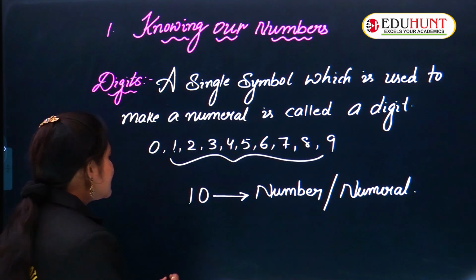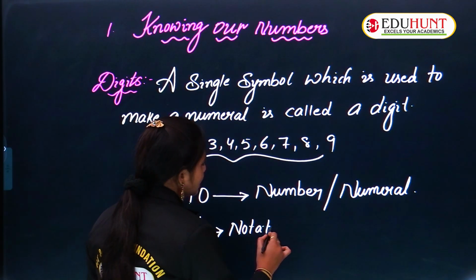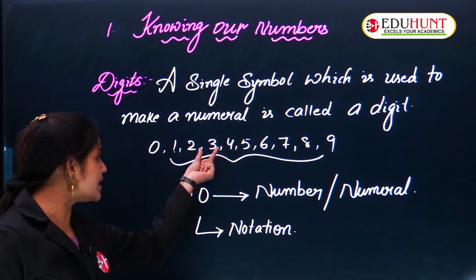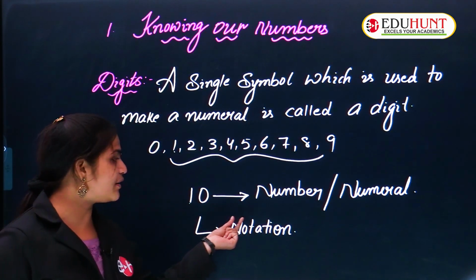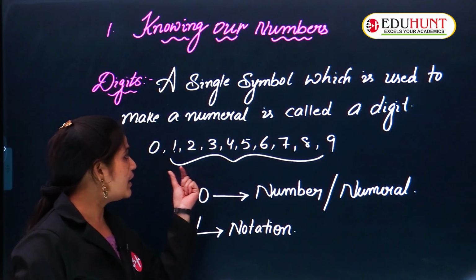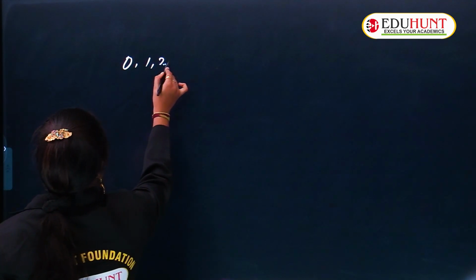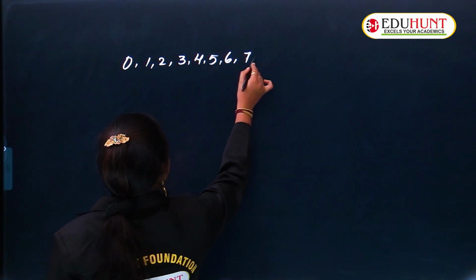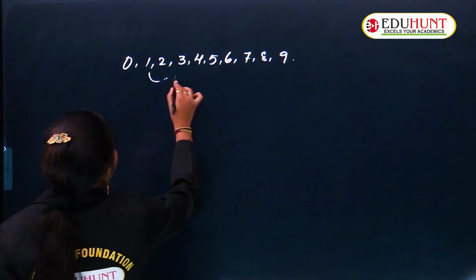And in the same way, this is the notation of a number. This is called a notation. Notation of a number means, by using these symbols, what number we are framing or making here, that is called notation. Now here 0 to 9 are called digits, I told you. 0 to 9 means 0, 1, 2, 3, 4, 5, 6, 7, 8, 9. Now here 1 to 9.